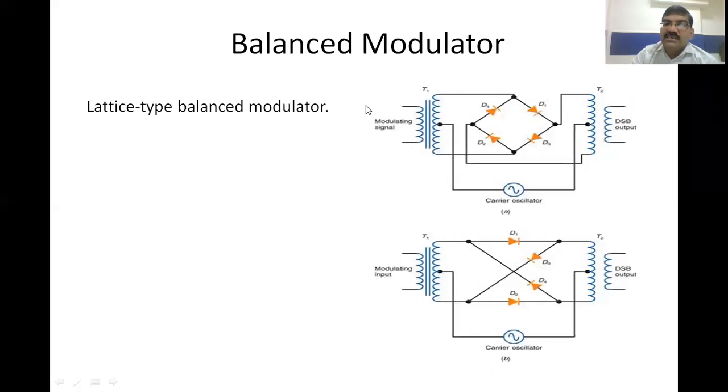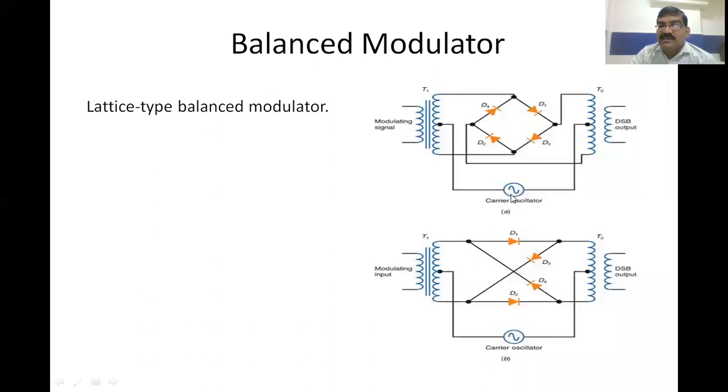So the modulating signal is given to the primary winding, and it will transfer to the secondary winding. And this is the carrier oscillator. So it is given at the input and the output of the transformer. So two transformers we are using here. Okay. So in the rectifier we are using only one transformer, and these are the diodes.